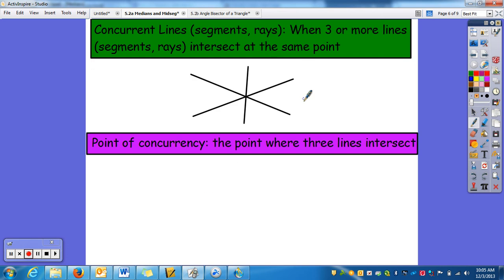One thing we're going to be dealing with a lot with the parts of the triangle is something called a concurrent line. Concurrent lines, segments, or rays are when 3 or more lines, segments, or rays intersect at the same point. So here I have 3 lines, and they are concurrent because they all intersect at the same point. The point where they intersect, that point right there, is called the point of concurrency. There are some special things that happen with the point of concurrency, and some theorems involve the different parts. We're going to do the first one today with the median.